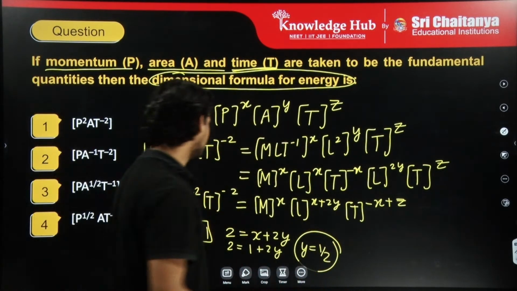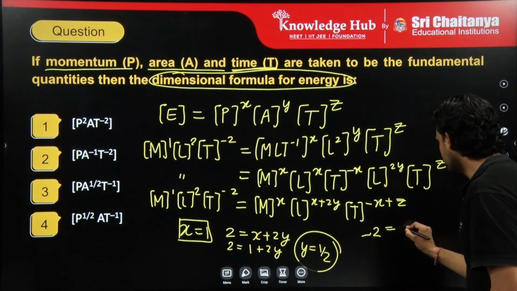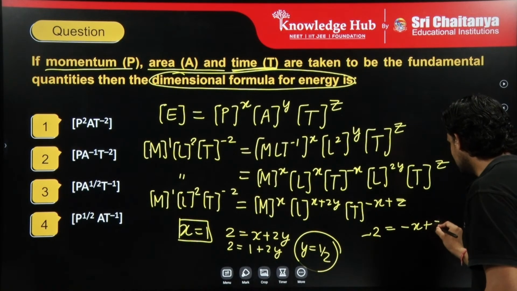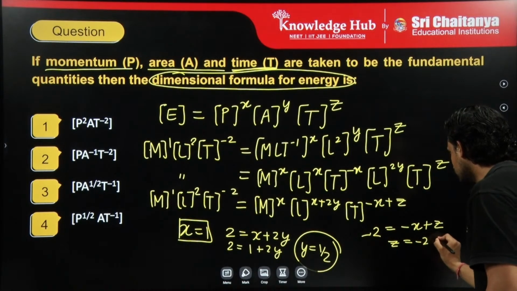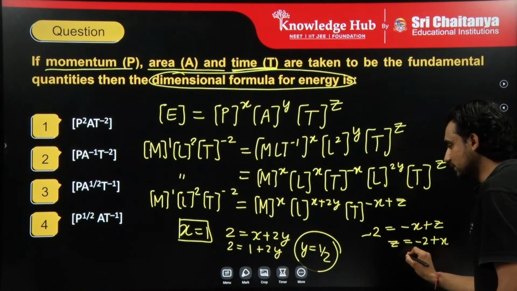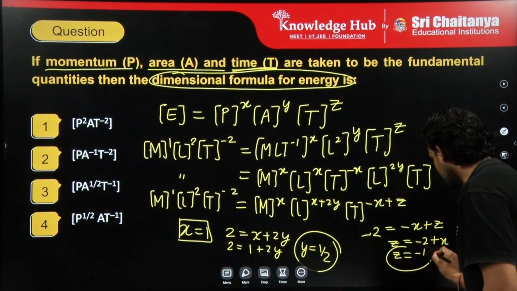And what about z? So I can say minus 2, that is minus 2, is equal to minus x plus z. So z is equal to -2 plus x, and x is equal to 1. So I'll get -1. So z is equal to -1.